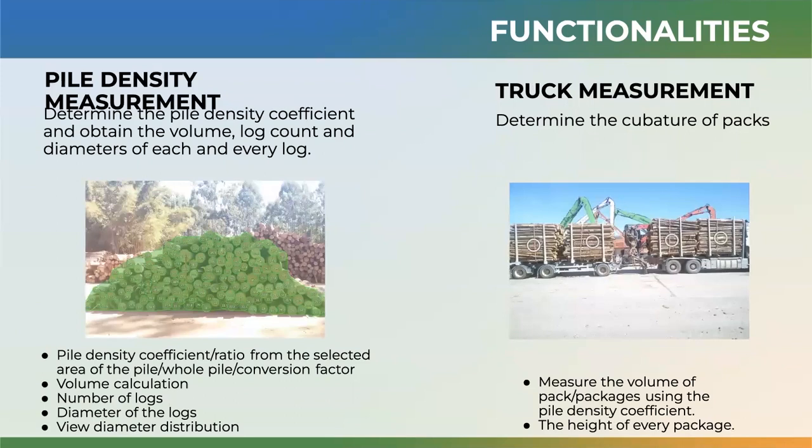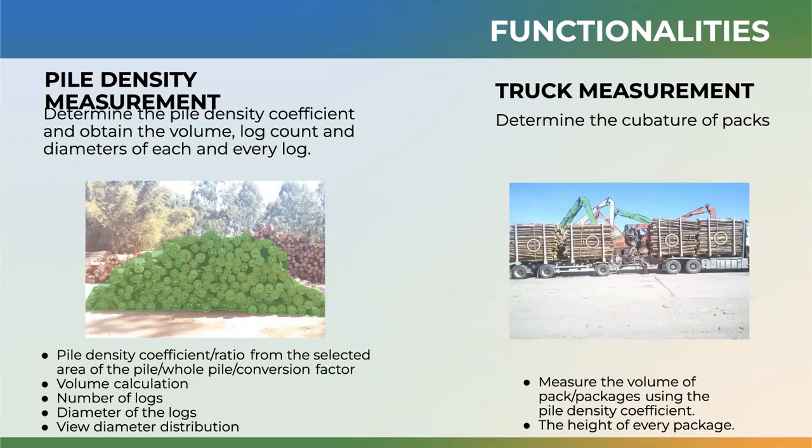The next functionality in the Timbeter application is pile density measurement. This directly supports the previous contour measurement feature and helps you find and calculate the pile density coefficient for getting more accurate volumes, for example, for pulpwood or fieldwood piles. In addition to providing the coefficient, this feature also does the volume calculation by diameter measurement, gives you the log count, the diameters of logs, and also the diameter distribution.